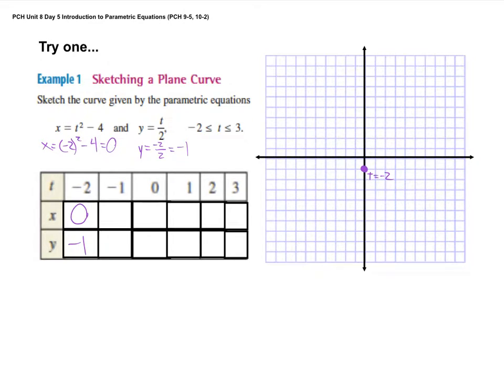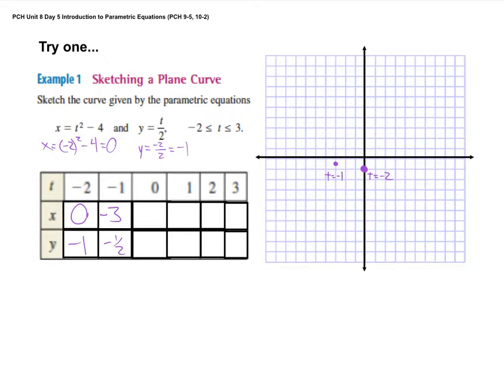Okay? So take a minute here, try to find the other points and graph what this curve would look like. Alright, so let's look at the points that you came up with. When t is -1, what point did we get? (-3, -1/2). Okay, so (-3, -1/2) would be right here, and I'm going to label that t equals -1. This is just how you have to graph with these.